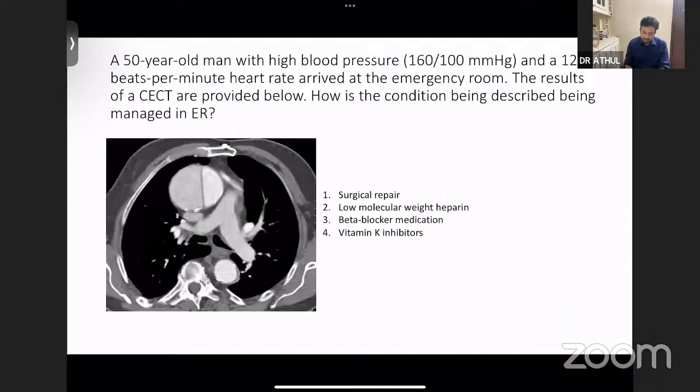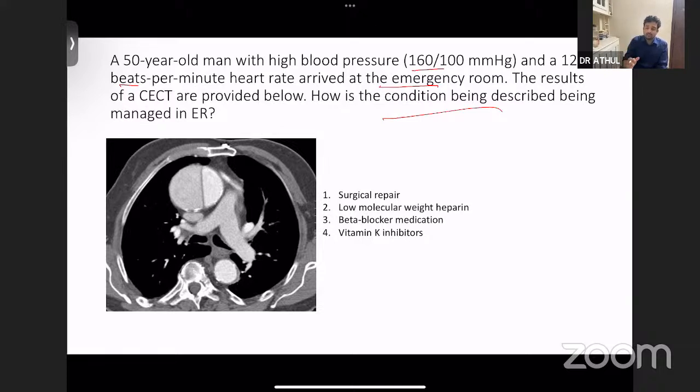This is another important question. A 50-year-old man with high blood pressure, around 160/100, and heart rate of 120 beats per minute, was brought to the emergency room. So you ordered a CT, and you are getting a CT image like this. How is this condition managed at the ER? What is the first step of management? So what is the diagnosis here?